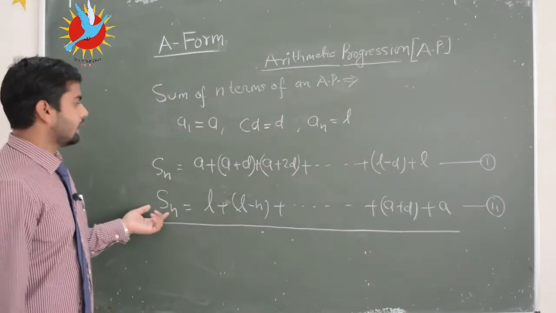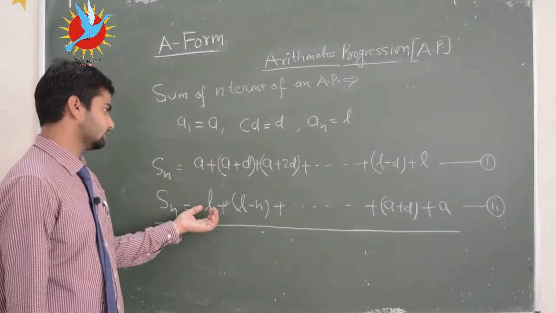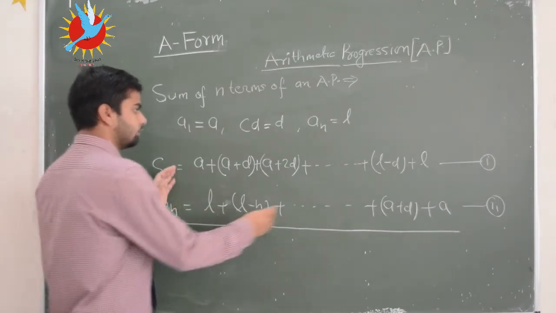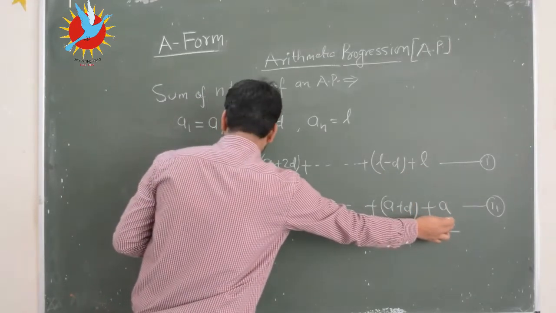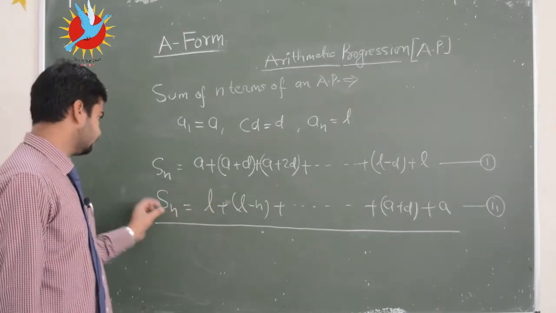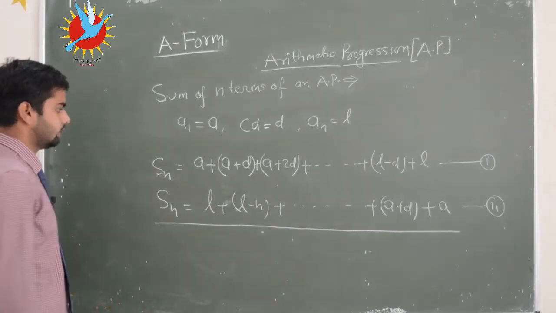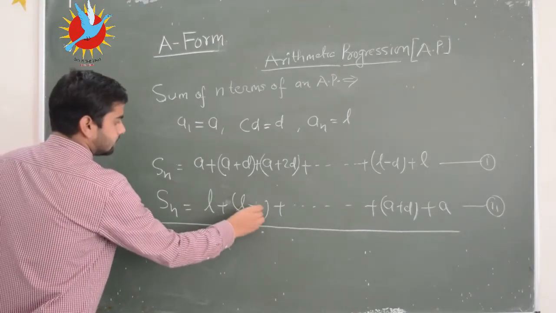In equation 2, I have not added any extra terms or subtracted any term. The number of terms here is n, and the number of terms here is n, the first n terms of an AP. So this sum will always remain constant. And now we want to add. It will be L minus D here.